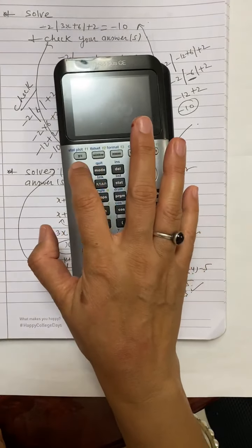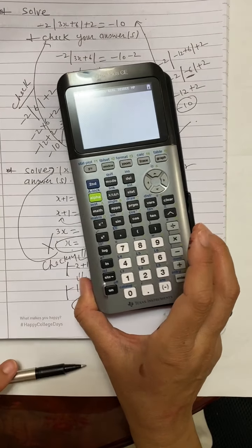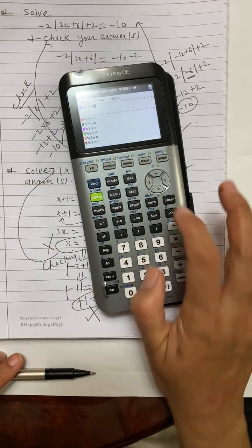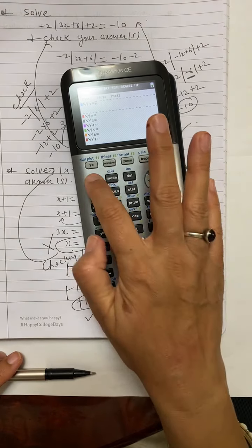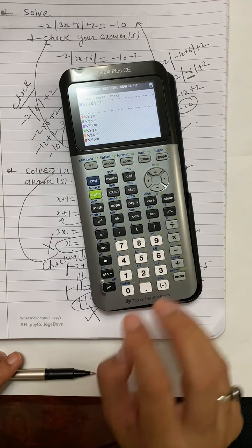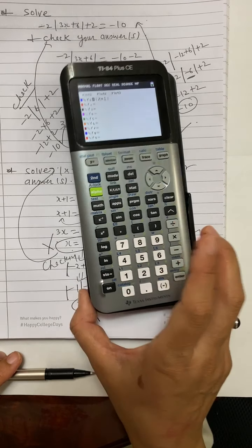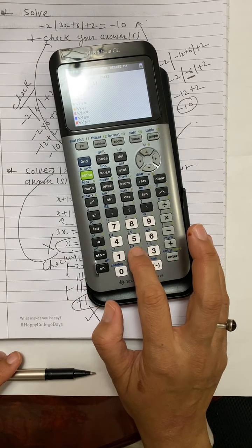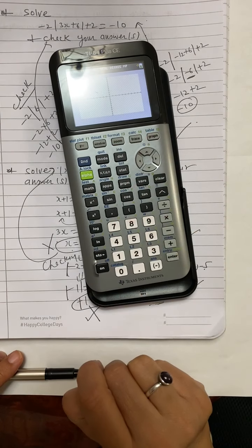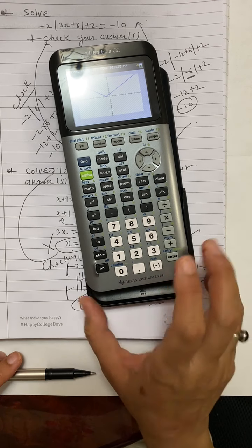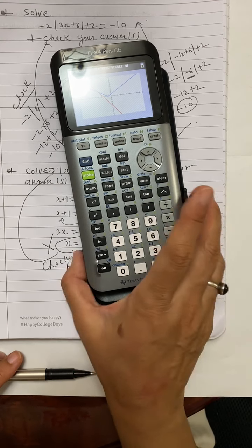Now if I want to check it graphically, let's see using the graph. So I'm going to enter y1 as absolute value. To enter absolute value, I need to press second 0 and then absolute value. And I have x plus 1. And now I'm going to enter y2, which is negative 2x minus 5. And if I graph it, that's the graph of the absolute value of x plus 1. And then you can see there is only one point of intersection here.